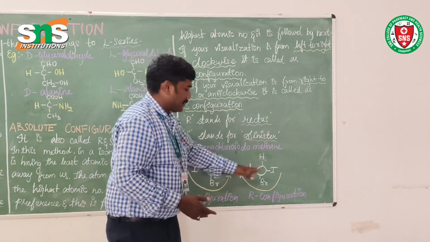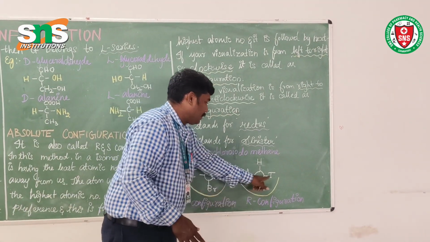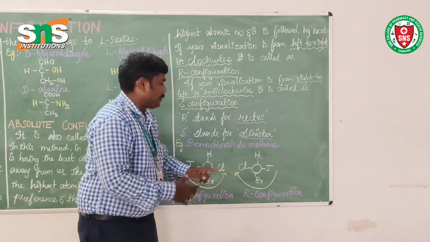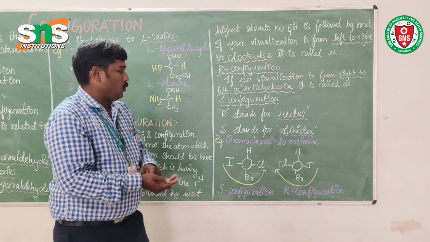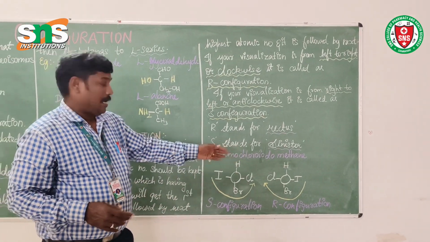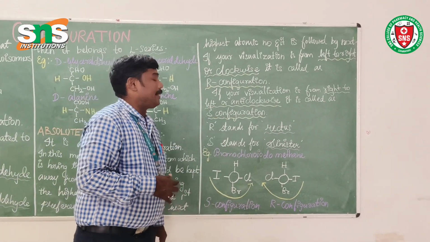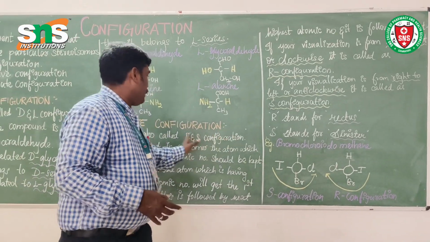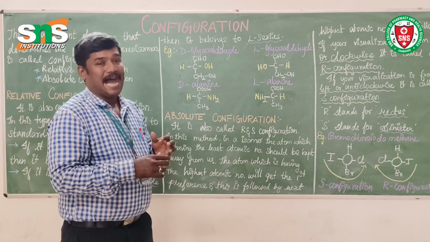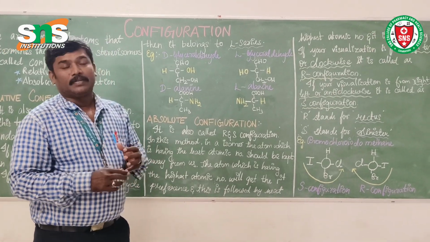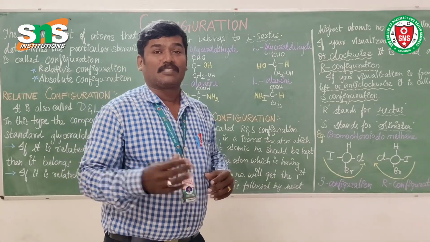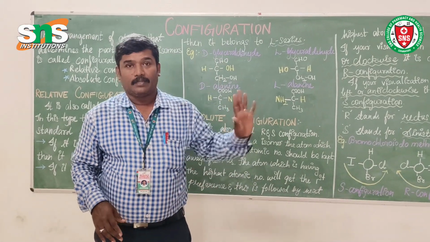If your visualization is just the opposite, iodine, bromine, chlorine, going from left to right, that is the clockwise direction, hence it is called R configuration. This is about the absolute configuration, otherwise known as R and S configuration. I hope you could understand this absolute configuration as well as relative configuration. Thank you.